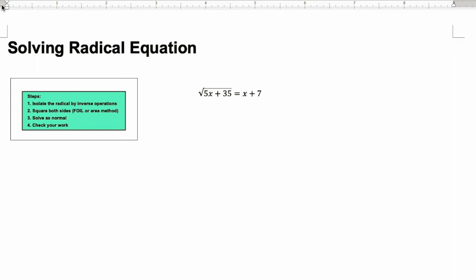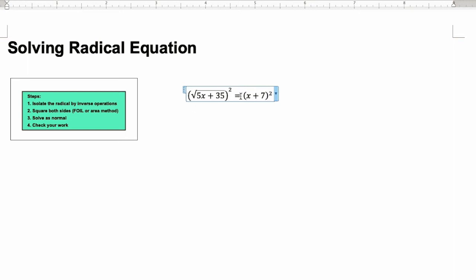We have our next one here. So take a look at this. We have all of this under a radical. It's isolated on one side of the equation. So we can skip our first step here and just move on to our second, which is going to be to square both sides. So I'm just going to raise everything to the second power.